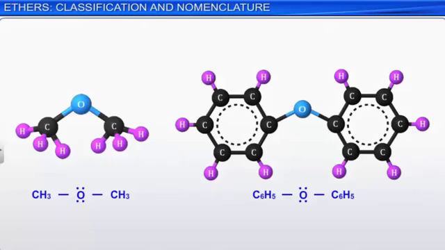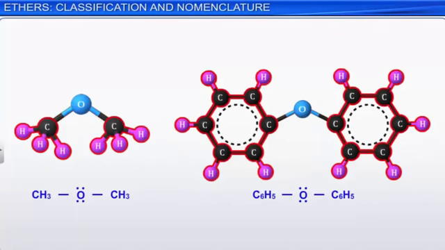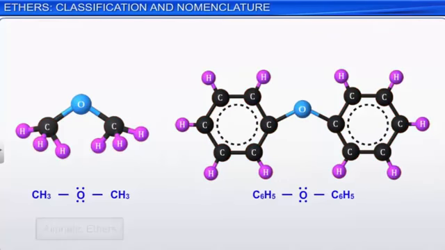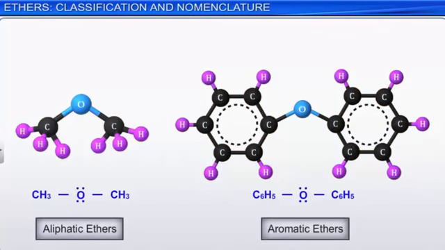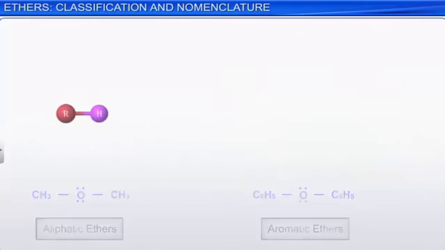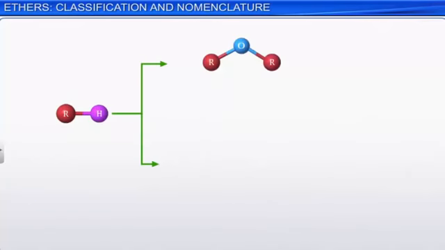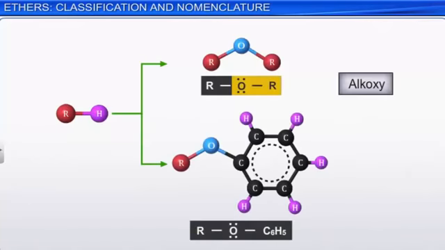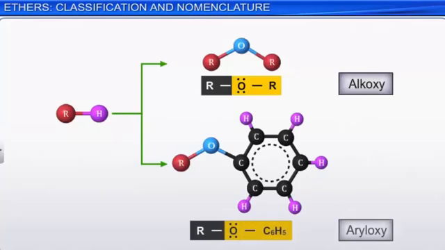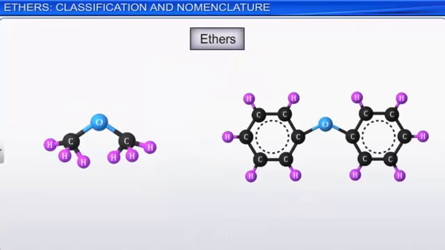Ethers are a class of organic molecules that contain a bridging oxygen between 2 carbon-containing groups. The carbon groups may be either aliphatic or aromatic. Ethers can also be thought of as a substituted alkane with an alkoxy or aryl oxy group. Ethers can be classified in several ways.